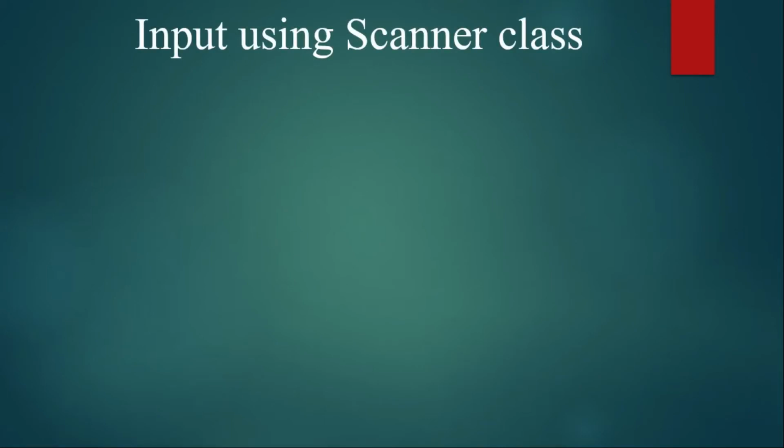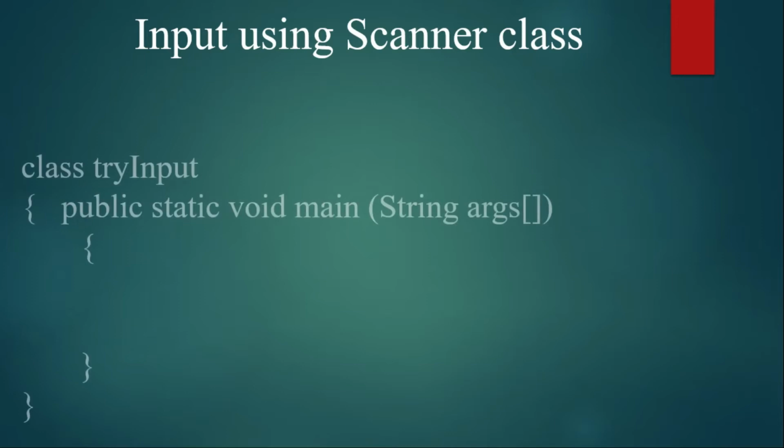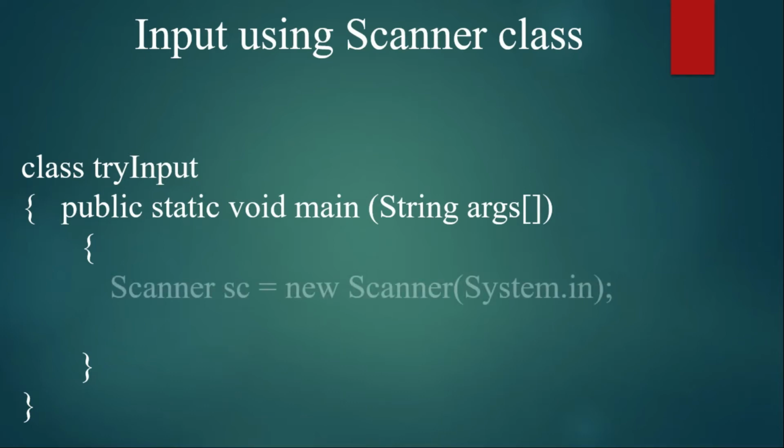The way to use the BufferedReader class is a long one, so most people use the Scanner class method to get input. To use the Scanner class in our program, we have to make an object of the Scanner class in the program. To make the object of the Scanner class, we write Scanner, then the object name sc equal to new Scanner, and then the argument System.in. The new operator is used to make an object in Java.